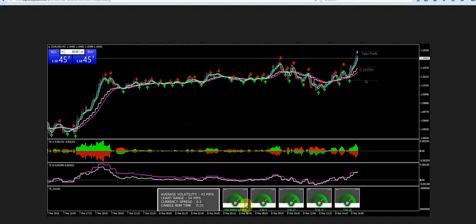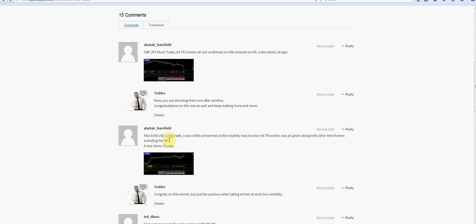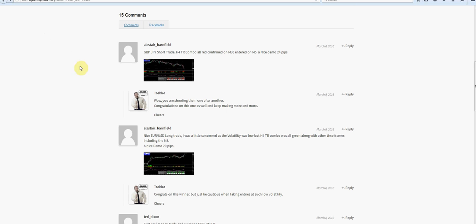All right, everything was green. We're above the zero, as you guys can see here, green. All right, so up here, entry price was right here. Stop was here. I believe this might be the same trade. I don't know. Let me see what time this one was. When did he post this? All right, nice Euro USD long trade. I was a little concerned the volatility was low. Okay, so I don't think I saw this one. But he caught 20 pips on it. And this was on the 5-minute chart as well. So a lot of people are trading the 5 minutes. But again, you don't have to do that.